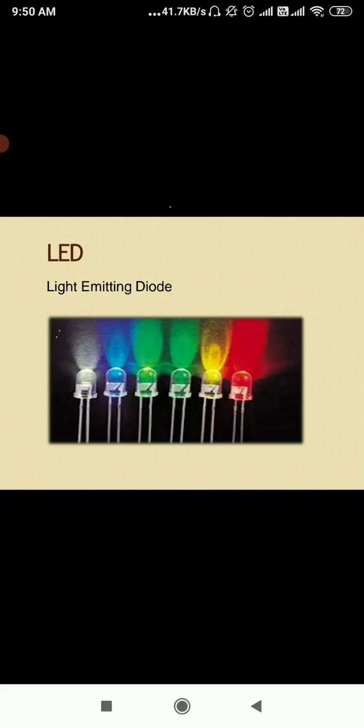So if you see practically, LED will look like this. They are having two terminals, or we can say two legs.